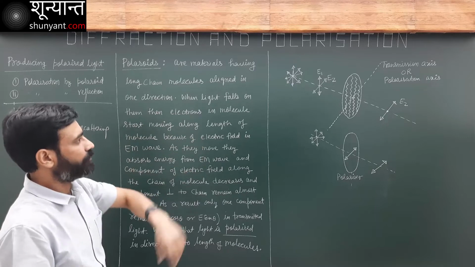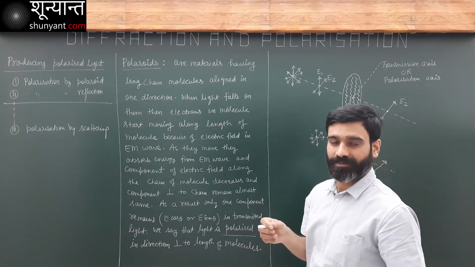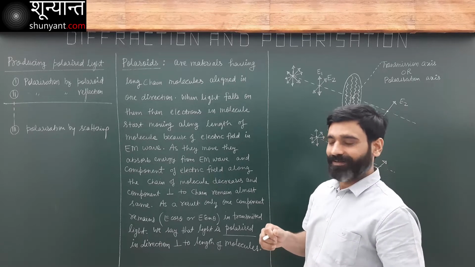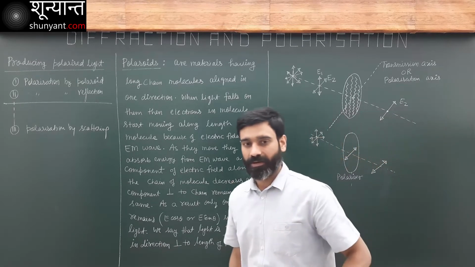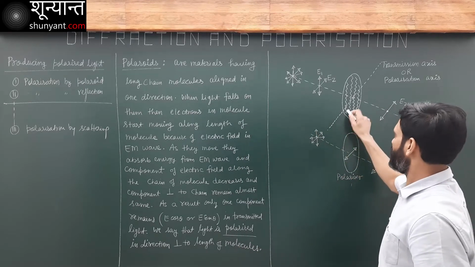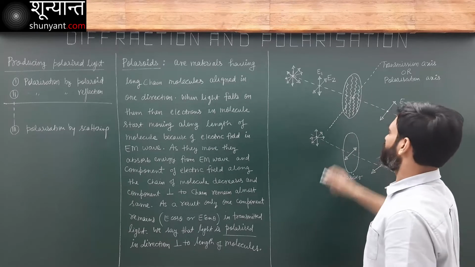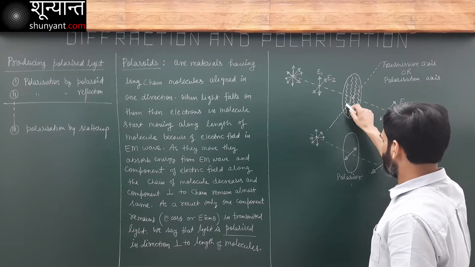start moving along the length. Electrons, you see, this is not a metal. Metals have free electrons. They can move everywhere and anywhere. Here the electrons are constrained. They can move only along the molecules. It's a long chain molecule, all molecules are aligned in one direction, so electrons can move only along the molecule.